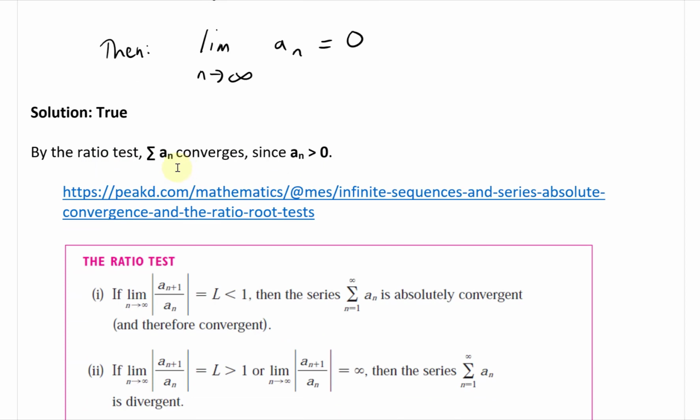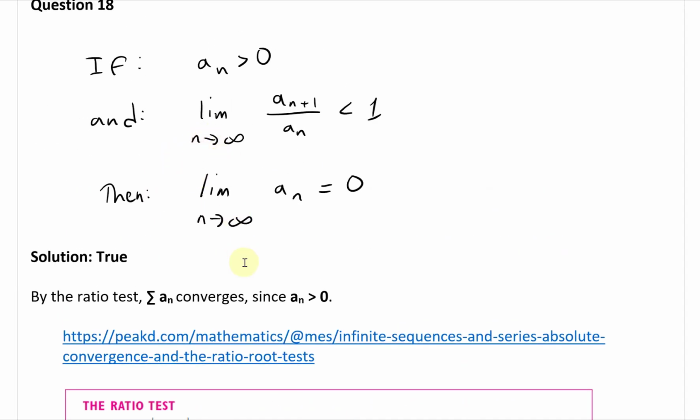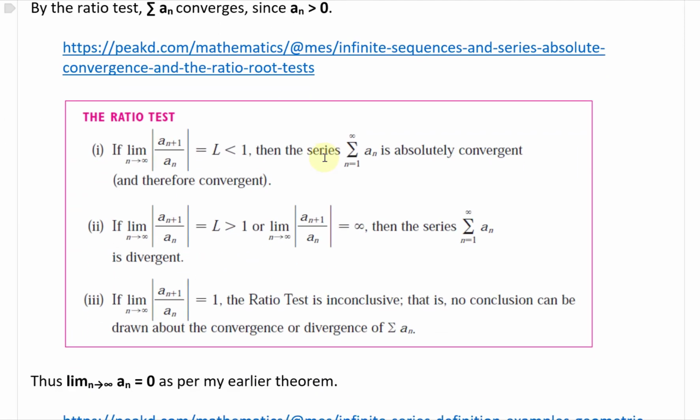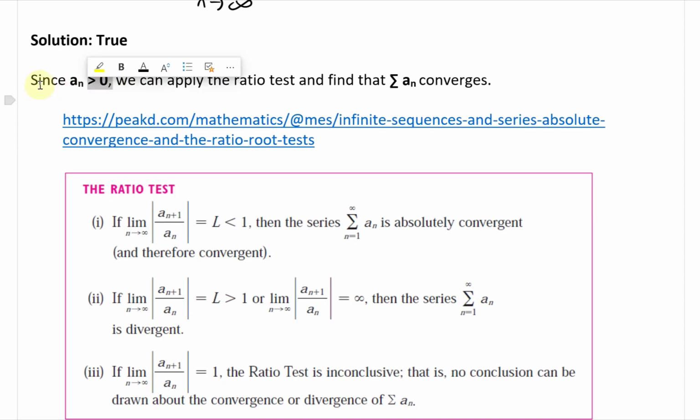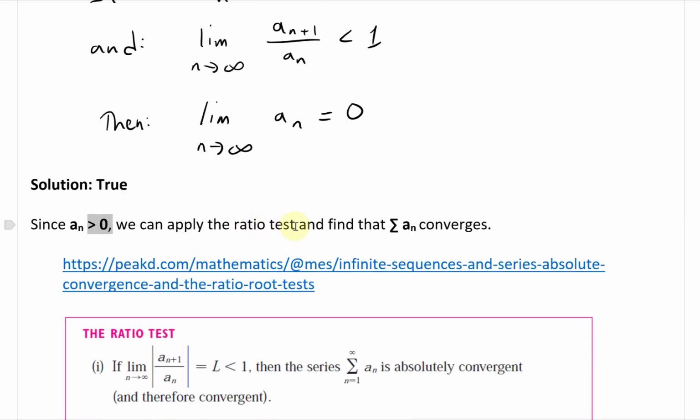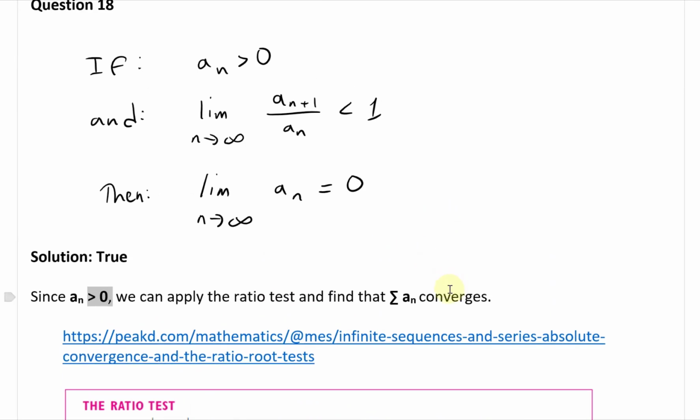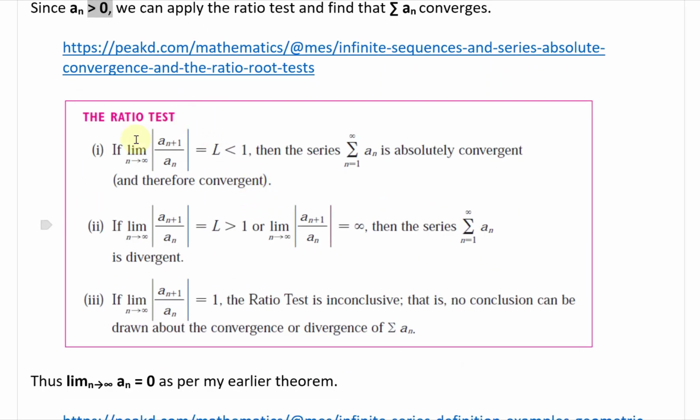So by the ratio test, the series summation of an converges. Since an is greater than 0, we can apply the ratio test, and find that the series an converges. So here's the ratio test. Recall that in the ratio test, if the limit as n approaches infinity of the absolute value of an plus 1 divided by an equals L less than 1, then the series, the summation of n equals 1 to infinity of an, is absolutely convergent and therefore convergent.